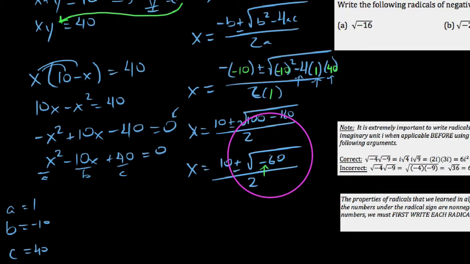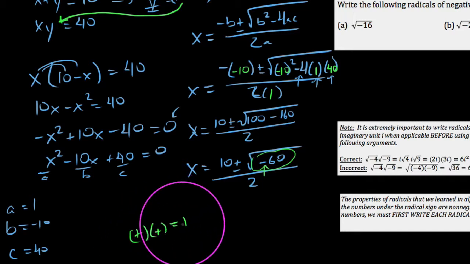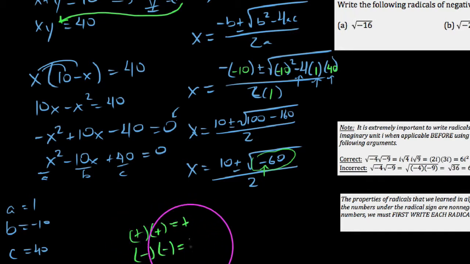this. There is no number that I could take times itself and get a negative product. If I took a positive times itself, I'd get a positive, and if I took a negative times itself, a negative times a negative gives me a positive. So what we need to do is come up with a number that would allow us to evaluate the square root of -60.